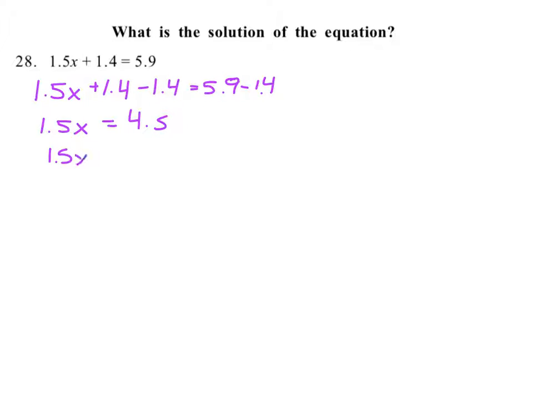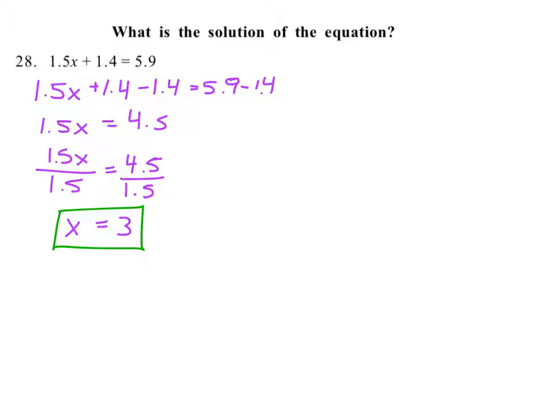Now we need to divide by that 1.5. And if you know anything about the multiples of 15, you know that multiples of 1.5 relate to the multiples of 15. It's just a decimal in a different place. We get x equals... 15 goes into 45 three times, so 1.5 goes into 4.5 three times as well. Now you can do that division over on the side if you want.